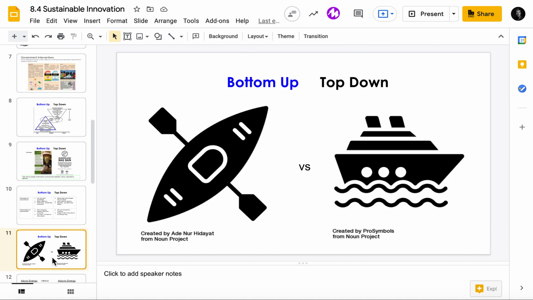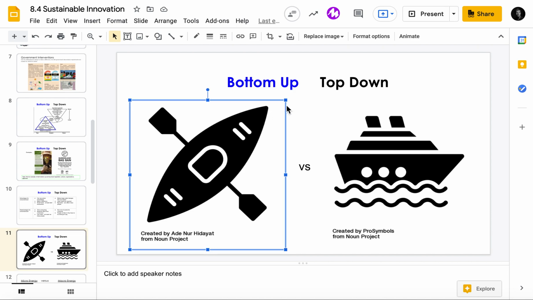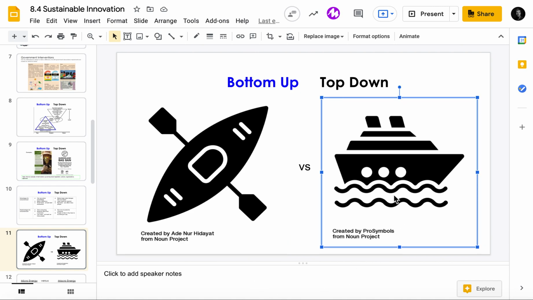A bit of an analogy is kind of like kayaks and big cruise ships. With a kayak, you can quickly change things. You can spin it around and turn it really fast and change directions if you want to. Whereas a cruise ship takes a long time to turn around, but it can carry lots of people. It can go lots of places. It can go far distances. It's steady. It's consistent. So the cruise ship is like the top down, where you can make big change, but over a long period of time.